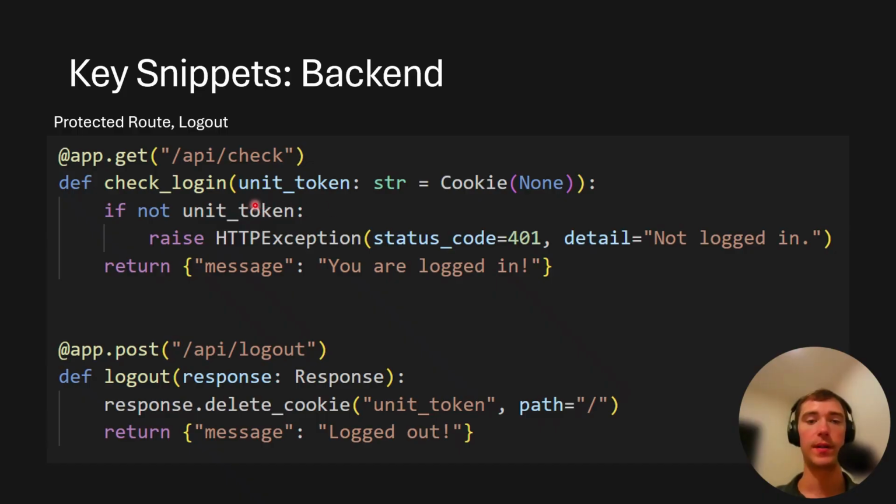You just specify unit token, and it's built into FastAPI that you can just say that it's a cookie with that name. And if it's not there, you just fail and say you're not logged in. Otherwise, you say you are logged in. With logging out, all you have to do is delete the cookie, and we'll see maybe in the demo that basically FastAPI just sets the cookie to a blank string when you do this. So it's pretty cool to check out the actual responses going back and forth from the browser.